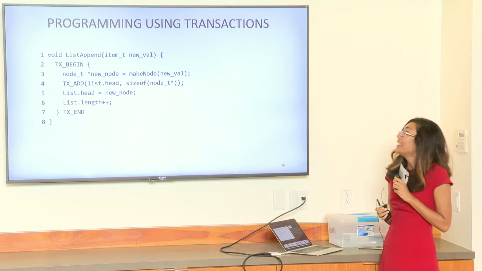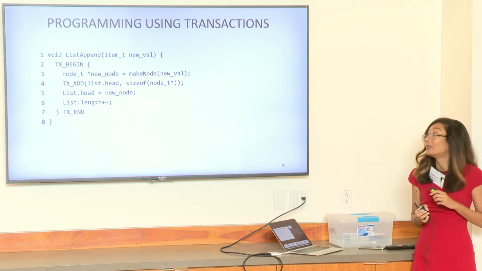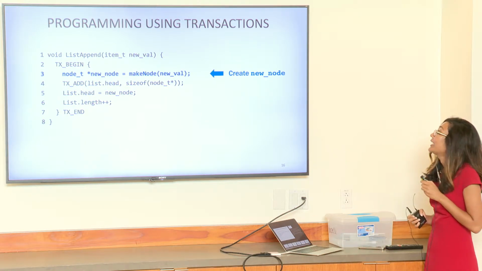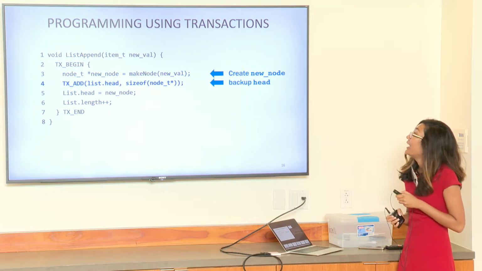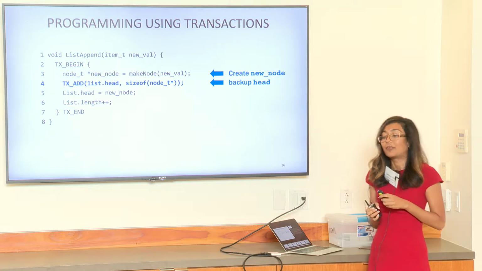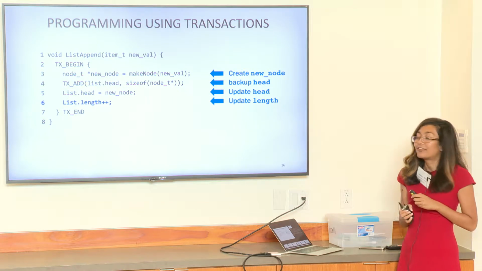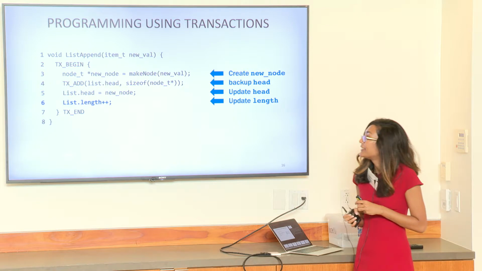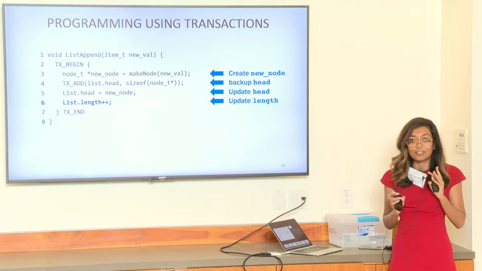So this is the same example where we are using a transaction to append a new node. First, within the transaction, we create a node. We say that the head needs to be backed up for recovery. We update the head. We increment the length of the list. And the transaction ends. The transactional library makes sure that everything is logged and committed.